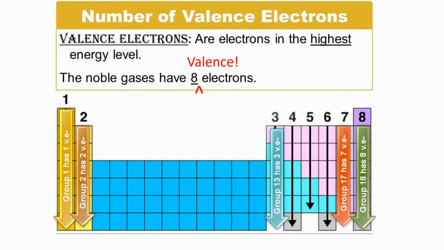Group two has 2 valence electrons. The transition metals will vary based on what's most stable. If you have to guess, it's a good rule of thumb that they'll have 2 valence electrons, but we're not really going to worry about the transition metals at this point.